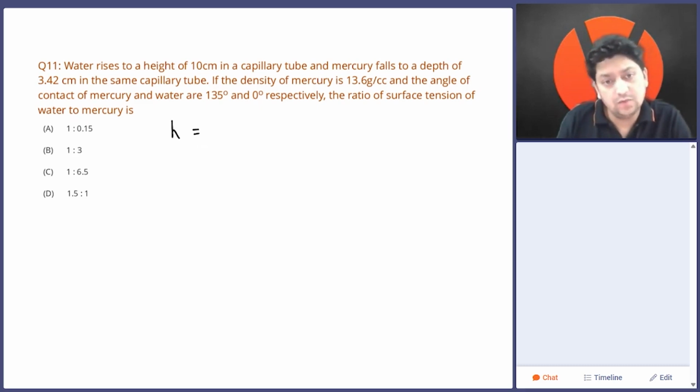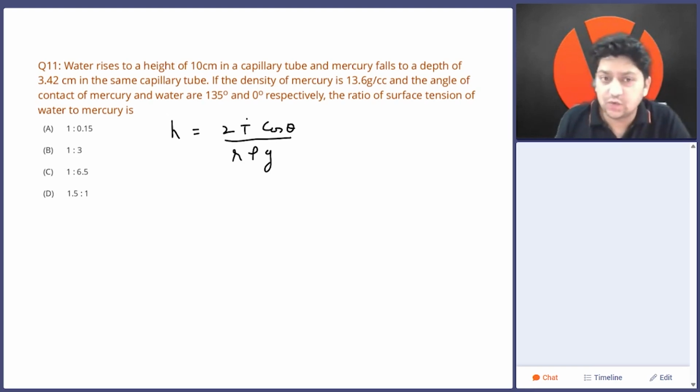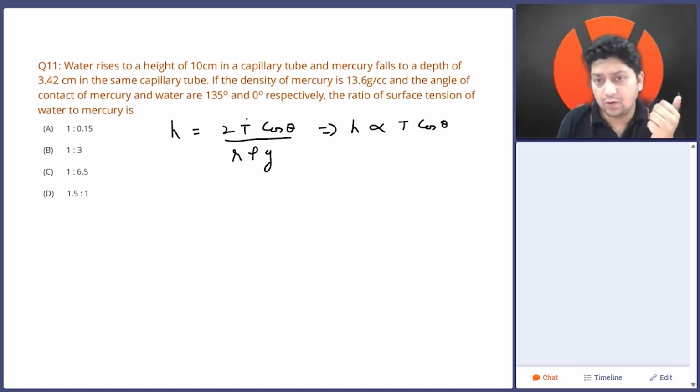That comes out to be equal to H is equal to 2T cos theta by R rho G. T is surface tension, theta is the angle of contact, R is the radius of the capillary, and rho is the density of the liquid, G is acceleration due to gravity. And we know from here there are certain things which are similar, because the capillary is similar, so radius will remain same, acceleration due to gravity will remain same, so H will be directly proportional to T cos theta by rho.